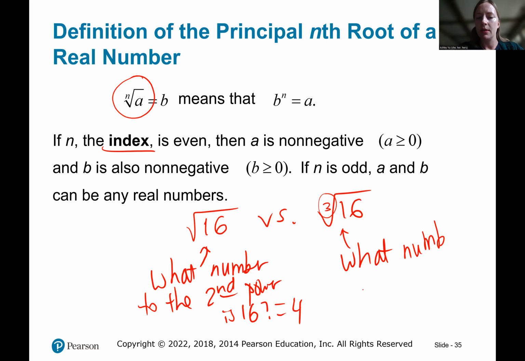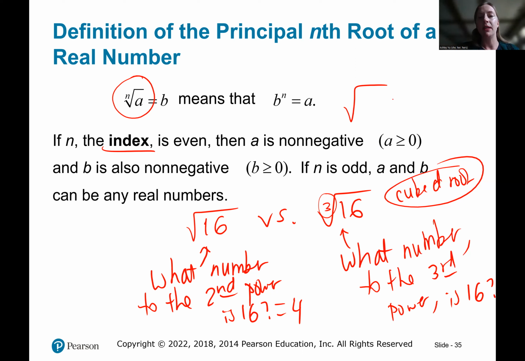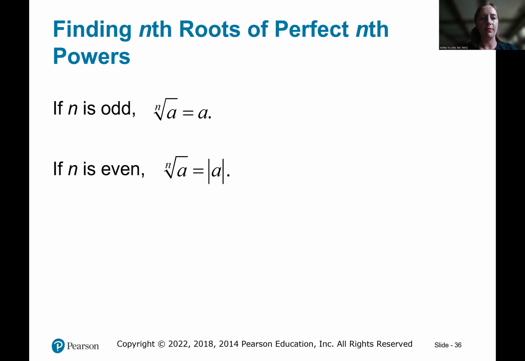What number to the third power is 16? That's a little trickier. That one's not obvious. They call it a cube root. There is no cube root of 16 because I don't think there's any whole number that you can multiply by itself 3 times to get 16. There is a fourth root of 16 though. 2, because 2 to the fourth power is 16. That's tricky.